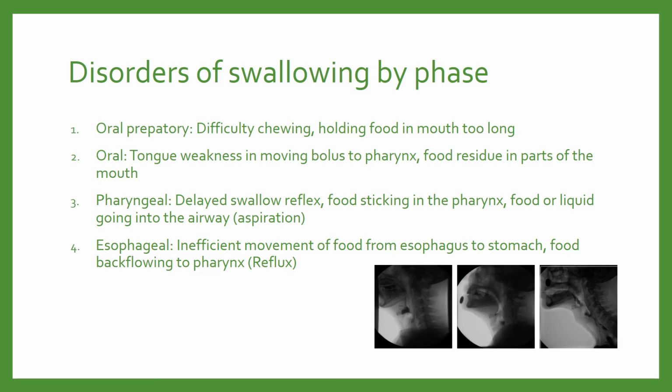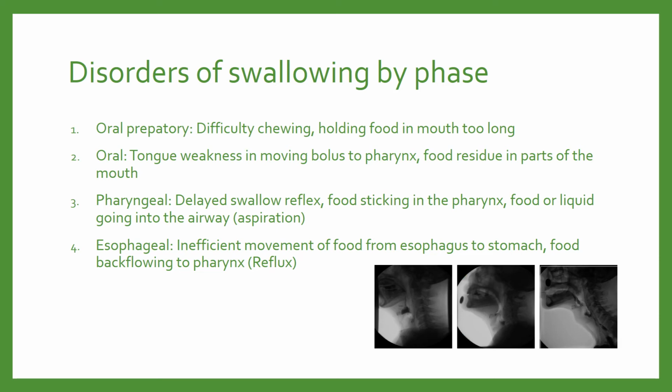During the oral phase, they have tongue weakness, so they might not be able to move that food from the front to the back towards the pharynx, and that would leave food residue in parts of the mouth, either in the space between the gums and the cheek, or underneath the tongue, or coating the top of the tongue. During the pharyngeal phase, a person can have a delayed swallowing reflex.